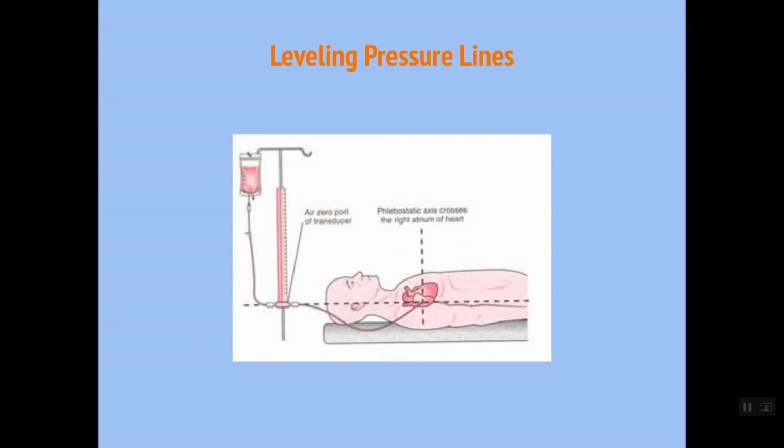The other thing you want to make sure when you're monitoring CVP is that you connect the pressure tubing to the patient's central line, and more specifically, you want to connect it to the brown port on the central line.